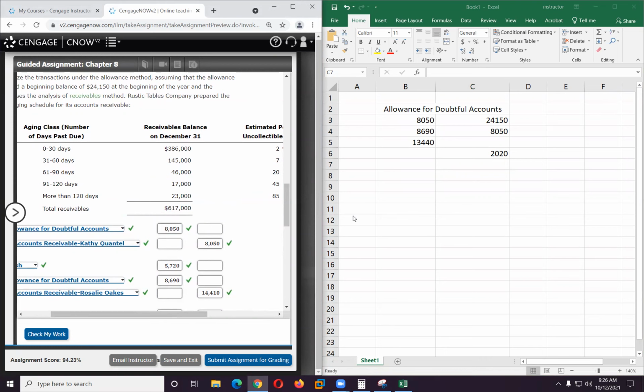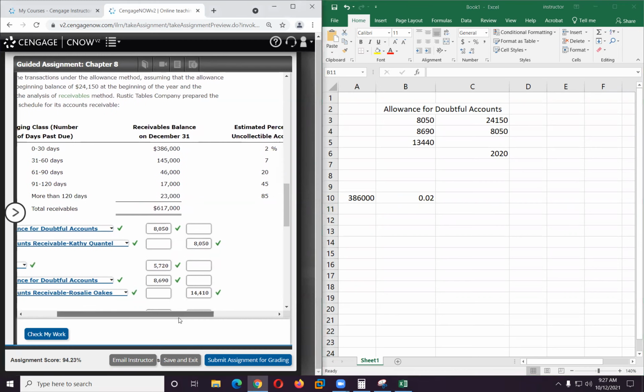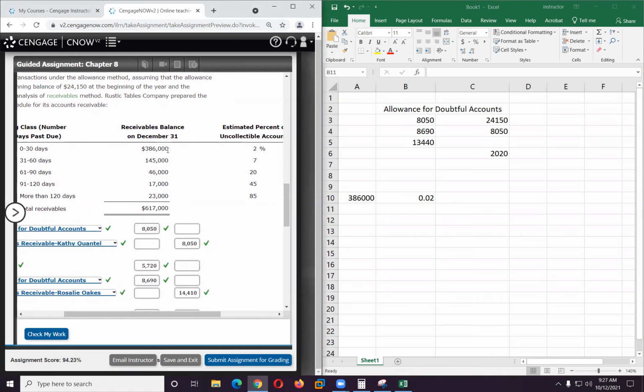So I have all of these debts, okay? And so the first category, the 0 to 30 days. So again, these aren't my debts, these are debts owed to me, okay? So I have 386,000, and I estimate that 2% is uncollectible. You see where I'm seeing this at in this little table? 386,000, 2% of which is uncollectible. I have 145,000 that I estimate 7% is uncollectible.